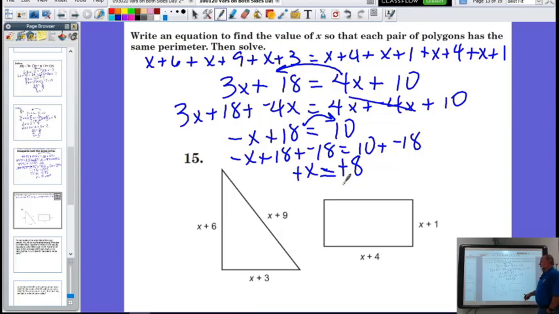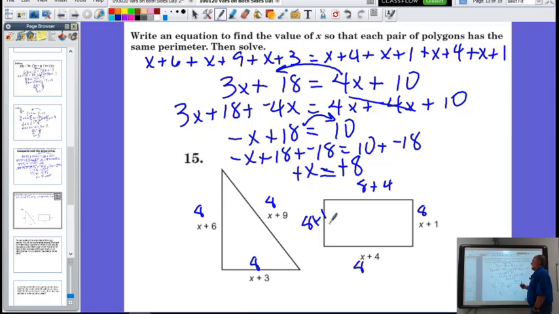So if I wanted to actually find the perimeter of each of these, I could plug in an 8 right there in that x. Plug in an 8, figure out each individual length and add them together. Over here, do the same thing. 8 plus 4, 8 plus 1. Then this one here would be 8 plus 4. This here would be 8 plus 1. And you could then find the perimeter of each of those shapes.